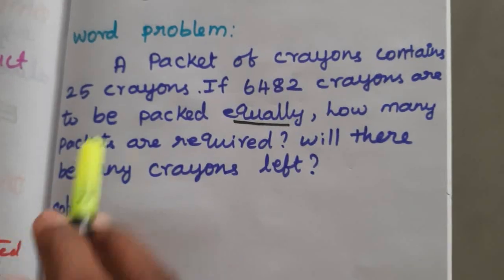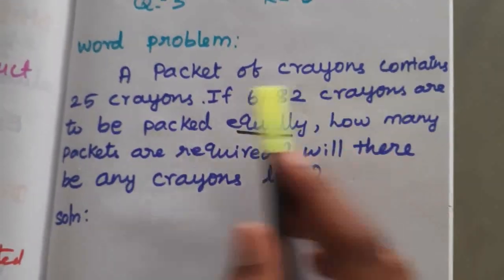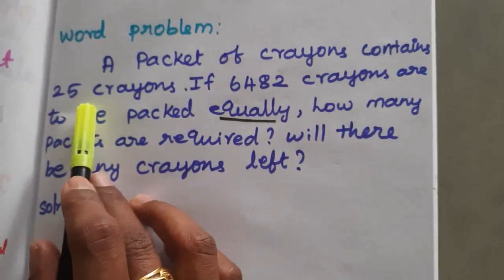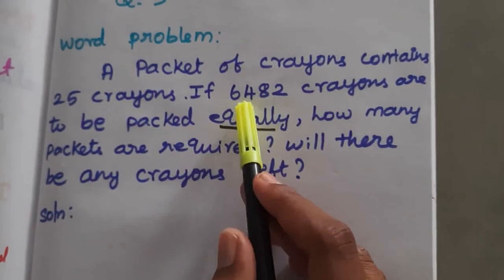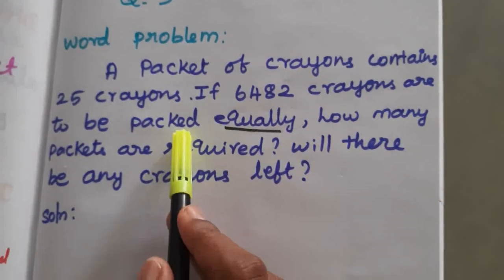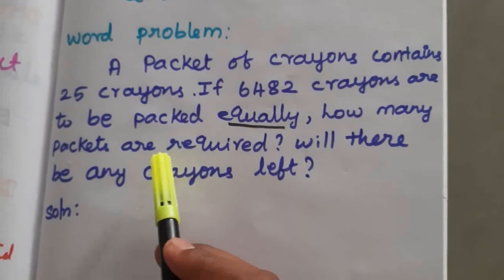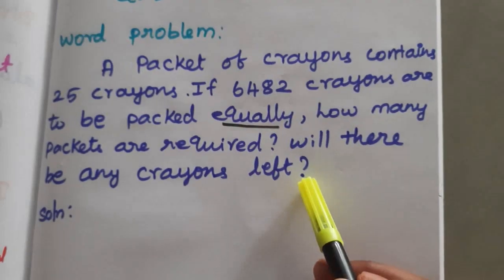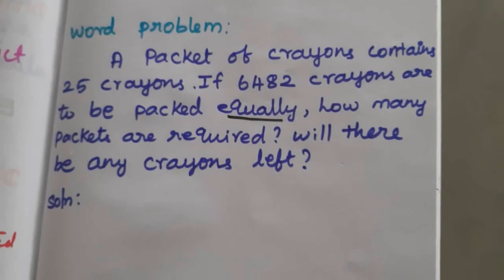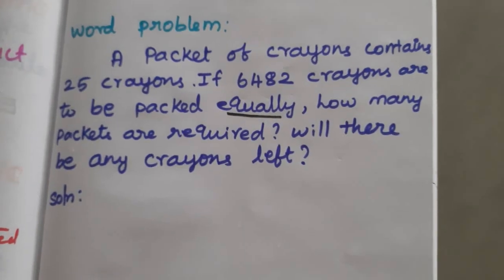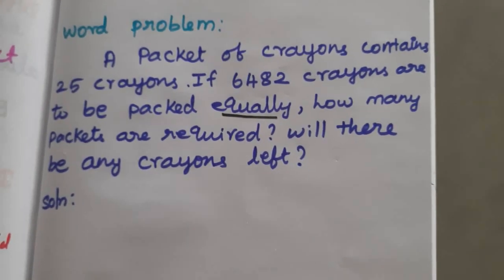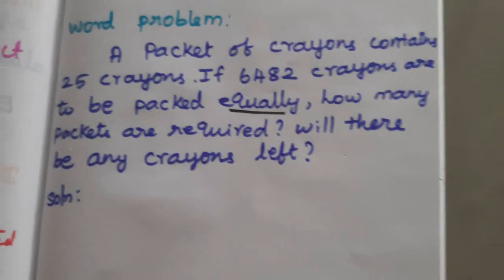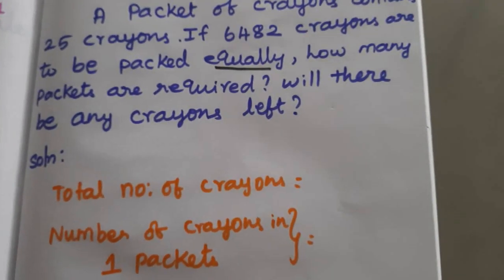So listen carefully. A packet of crayons contains 25 crayons. One packet contains how many crayons? 25. If 6482 crayons are packed equally, how many packets are going to be packed? Will there be any crayons left? Okay, first we have to write what is given in the question. What are the things given in the question itself? What they asked in the question, that we have to write first, then we have to do the sum.